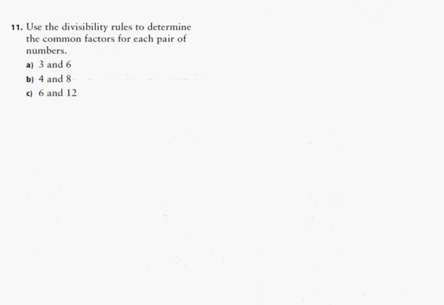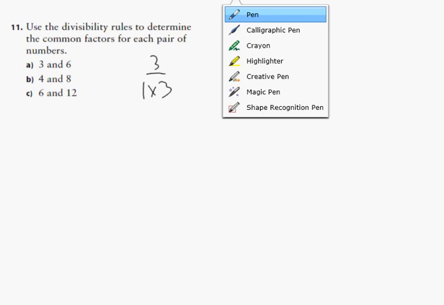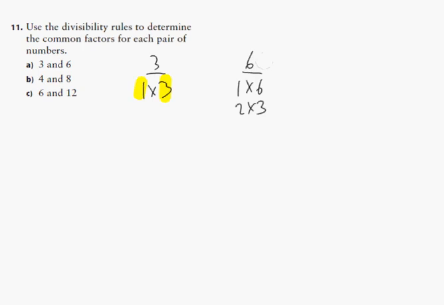Question 11 says use divisibility rules to determine the common factors of each pair of numbers. So this time we're going to compare 3 and 6. For 3, it's pretty easy. There's just 1 and 3. And for 6, you have 1 times 6 and 2 times 3. So the numbers they share in common, I'm just going to use my highlighter here. They share 1 and 3 and no other numbers. So therefore, I would write down common factors are 1 and 3.